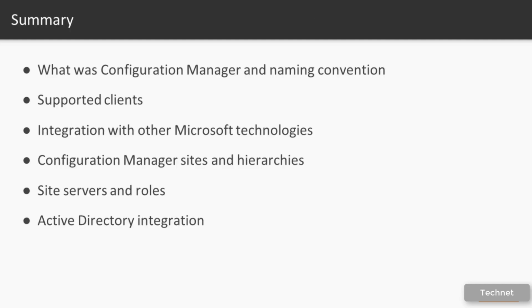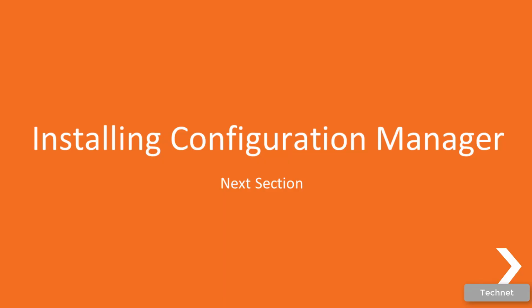So, what did we learn in this section? We started with an overview of Configuration Manager, where we discussed what the product does and how it is named. We learned about the supported clients and how Config Manager integrates with other Microsoft technologies to implement its features. In this video, we learned about sites, hierarchies, site servers, and roles. Also, we discussed the importance of publishing Config Manager sites to Active Directory. The next section will be installing Configuration Manager.